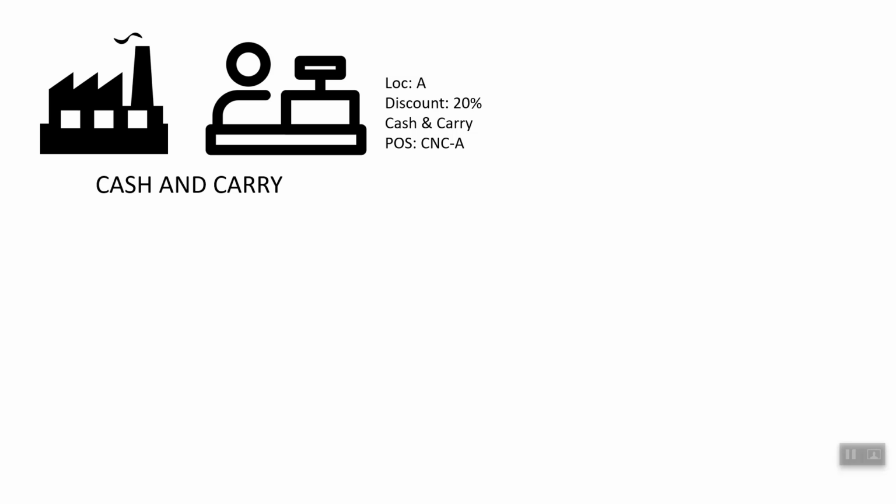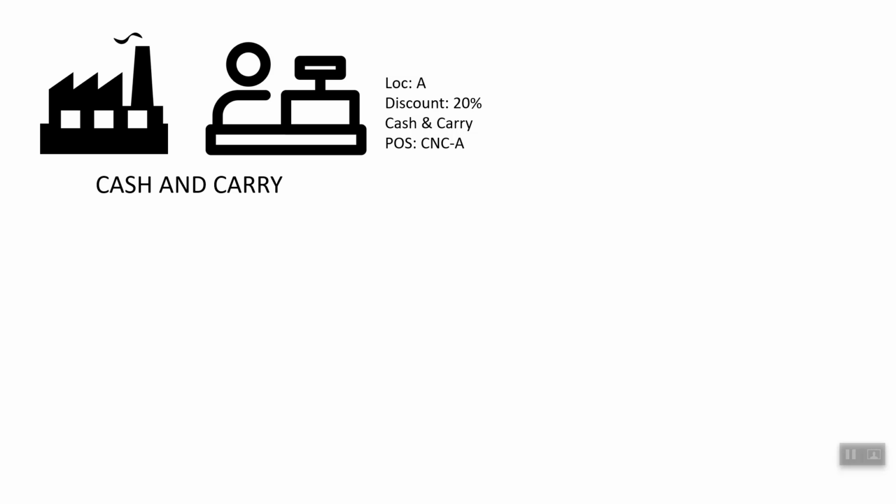When this person at the desk, the receiver desk, takes an order, they require a specific set of defaults that correspond to the order. So in this case, it would be location A. They might get a 20% discount off their cleaning because they brought the rug to you. The scheduler type or order type would be cash and carry. And the POS machine or the payment terminal that they use might be called cash and carry A.